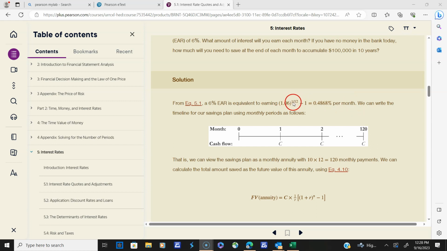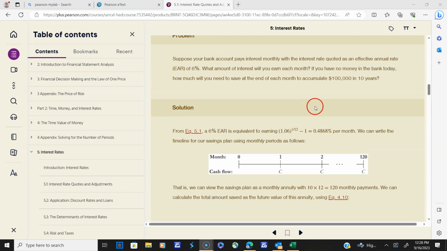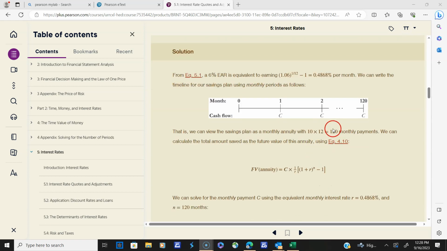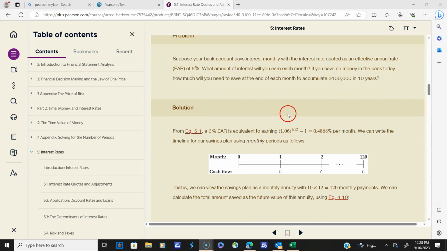You'll notice how they take it because it's monthly, it's 1 over 12 months, because they gave this to you annually. This is annually, so you had to make this monthly. So you notice how they raise it to the 1 over 12. We can write, so they show you the timeline, and it's clear. They said 10 years. So 10 years is 120 months. And they want to know how much you have to save at the end of each month. You want to have $100,000 at the end of the 10th year.